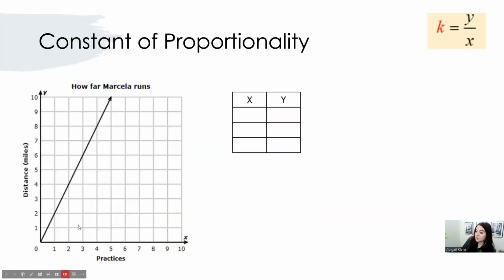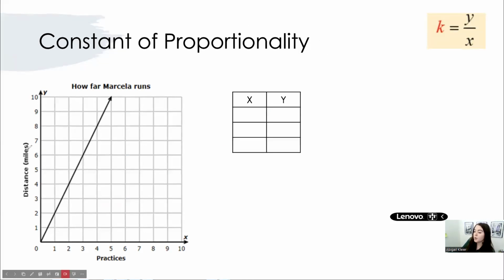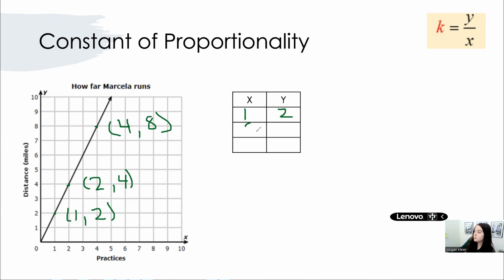Now we can talk about constant of proportionality. Constant of proportionality is the consistent relationship between our x and our y value. When you're looking at graph form, again, you're always in the form of x comma y. So I'm looking to see where this line intersects with that grid to give me a few different points that I can work with. I have the following points: 1 comma 2, 2 comma 4, and 4 comma 8.